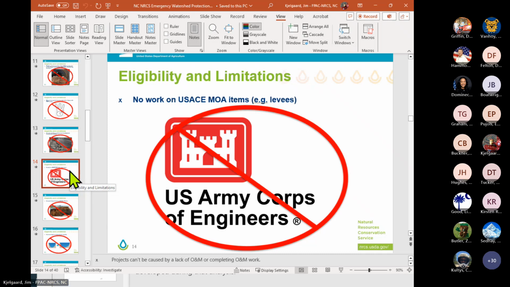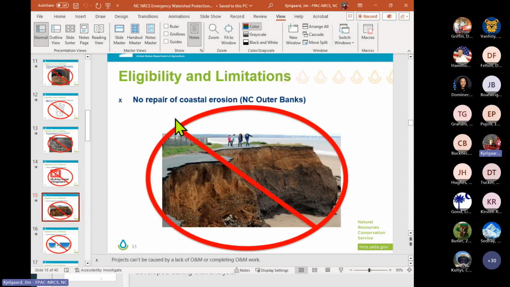Okay? We don't do work on Army Corps of Engineers structures, such as dikes or channels, potentially dams, things like that. That's their purview. That's based on the memorandum of agreement with the Corps of Engineers. Let's see, we don't do coastal erosion. In North Carolina, we have inner and outer banks. Inner banks are eligible, but outer banks are not. That also goes for the Great Lakes, things like that.